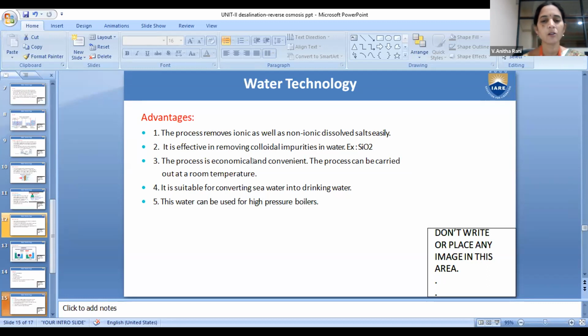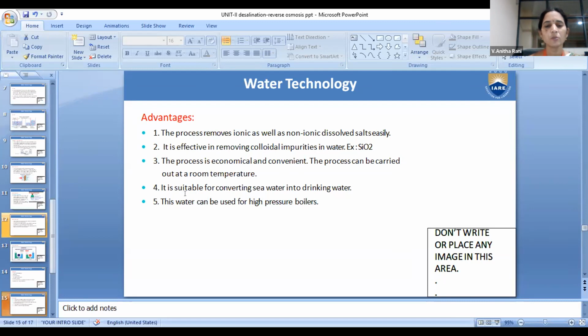The process is economical and convenient. This process can be carried out at room temperature.